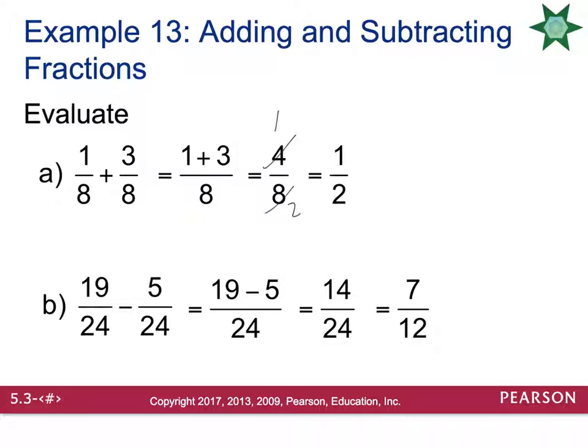The second one, 19/24 minus 5/24, common denominator of 24, so we just keep it the same, and take 19 minus 5, which is 14. Here we'd have to divide by 2 on the top and the bottom. Divide by 2, you get 7. Divide by 2 here, you get 12. So that's how we reduce our fraction, dividing by 2 on the top and the bottom. For common denominators, it's not a big deal. You just add or subtract the numerators and keep the denominator the same. If they're different, it's a little more work.